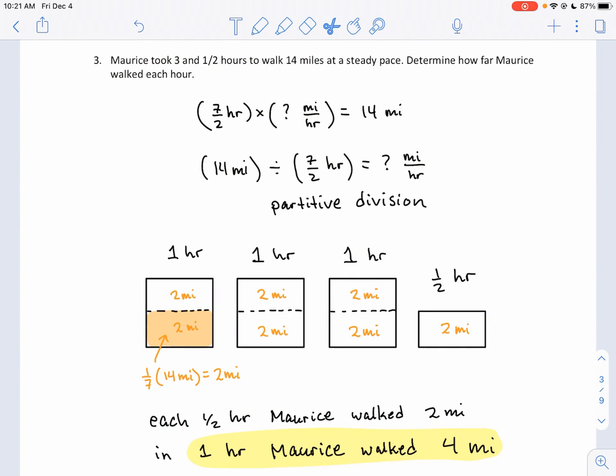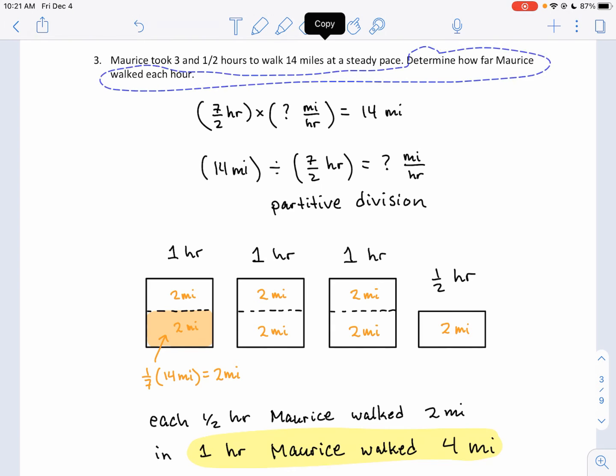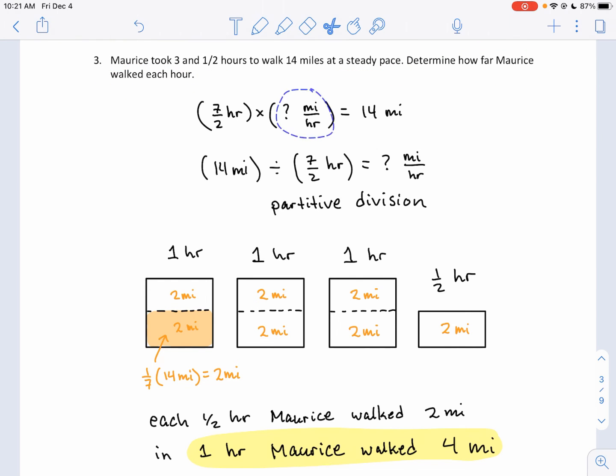Here's another case. Maurice: I'm looking for the multiplicand, and it looks like that's the question. Notice how the question is phrased: determine how far Maurice walked each hour. That phrasing, the each hour, is a per hour phrasing. That means we are looking for the multiplicand in this case. So we are trying to figure out how many miles per hour Maurice can walk.